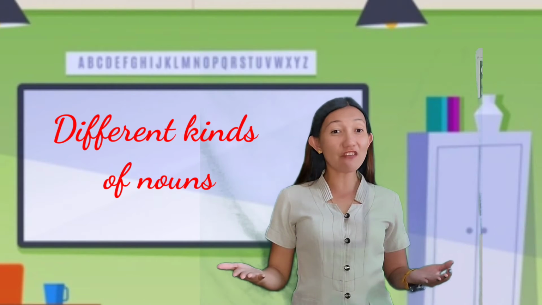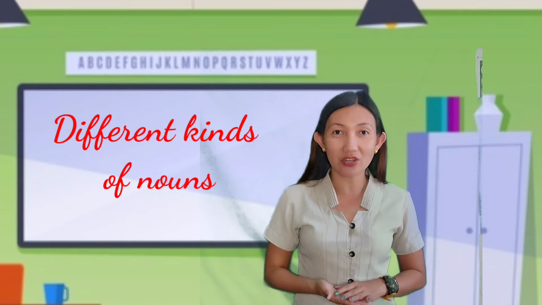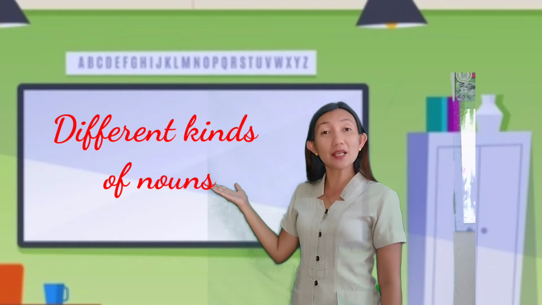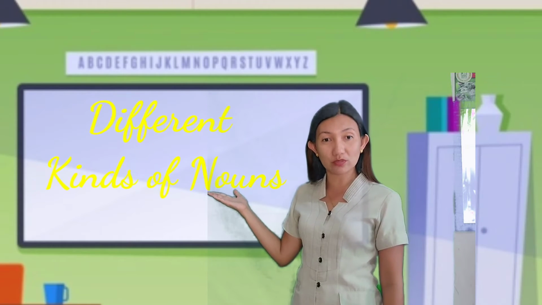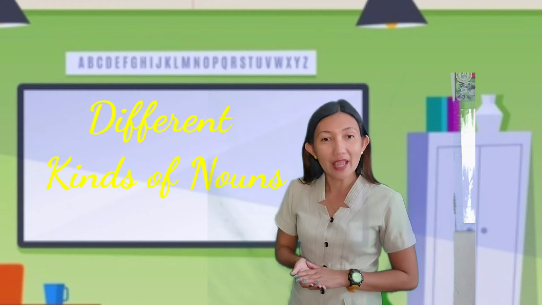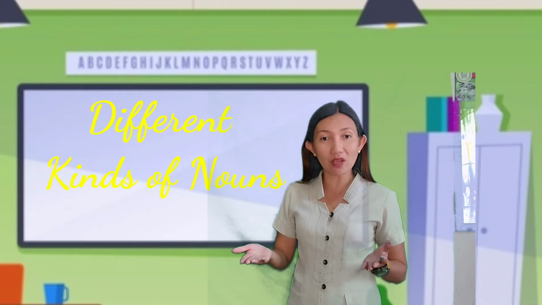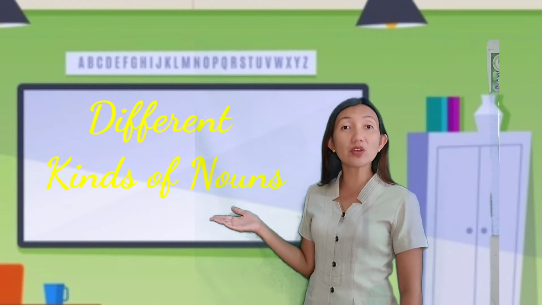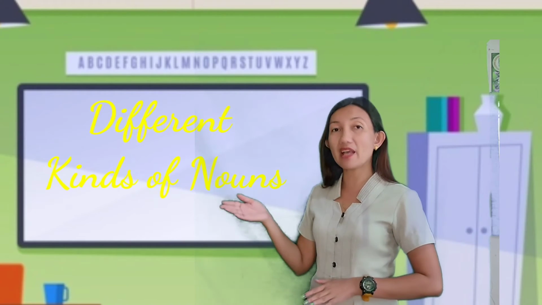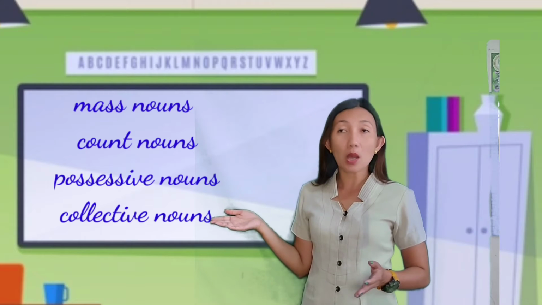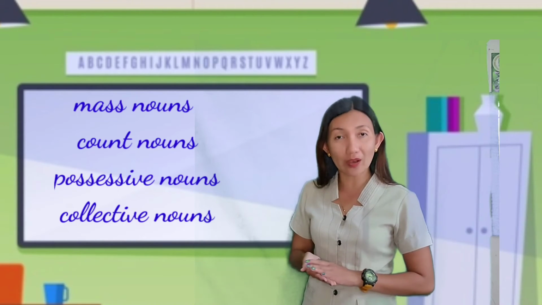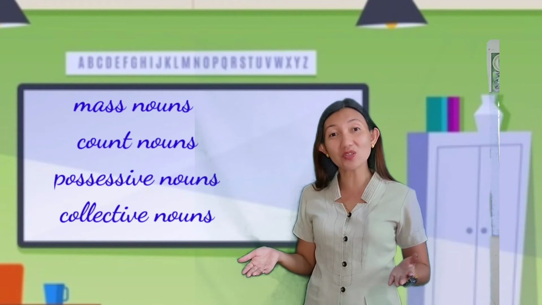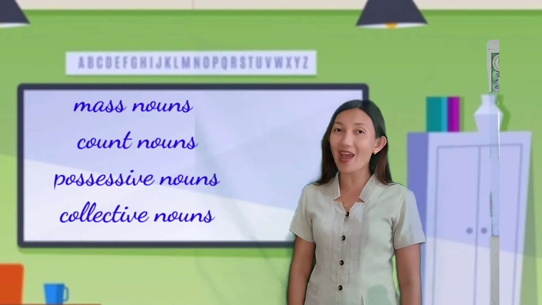Get back and relax, everybody, as we discuss our new learnings today. Our lesson for today is about different kinds of nouns. Do you know what they are? Can you identify them one by one? Let's begin. The kinds of nouns that we are going to tackle today are mass nouns, count nouns, possessive nouns, and collective nouns. Let us differentiate the following kinds of nouns one by one for you to understand better.